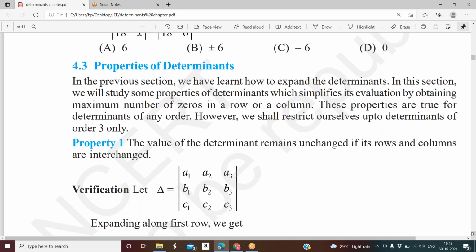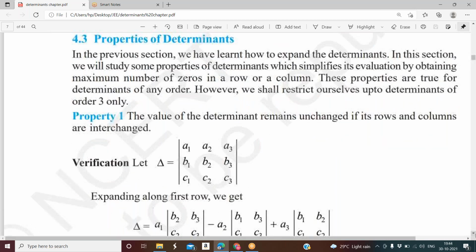So what does it mean? If you change rows as well as columns, then the value of the determinant will not be changed. If I change the first and the last row, the first row becomes the last row and the last row becomes the first row, then the value of the determinant will not be changed. It remains the same. So that is the first property.